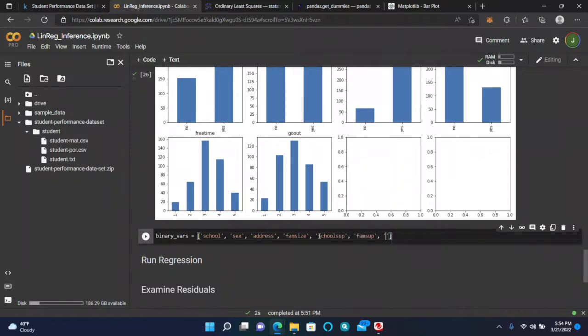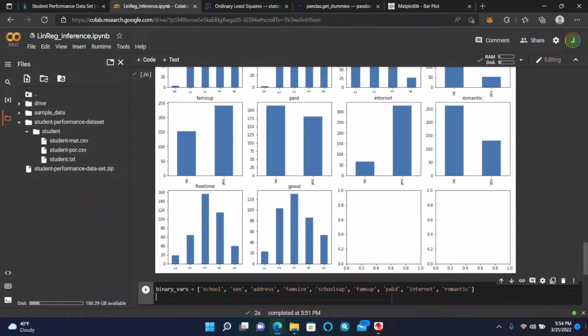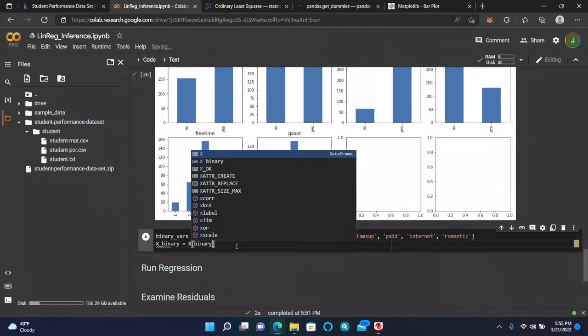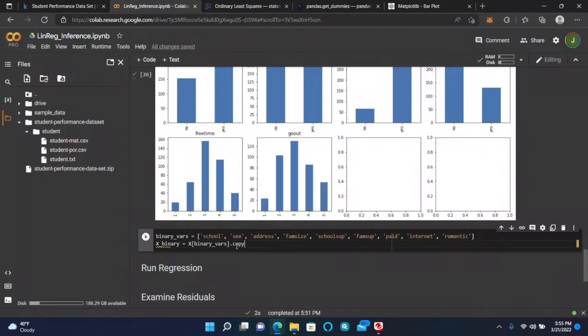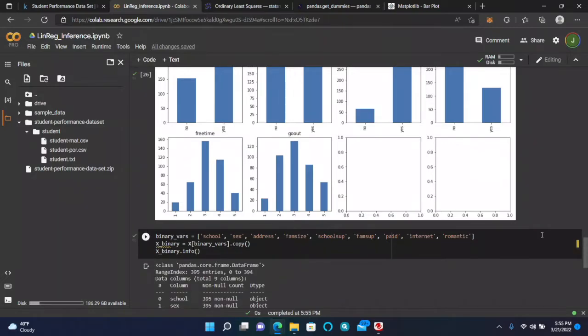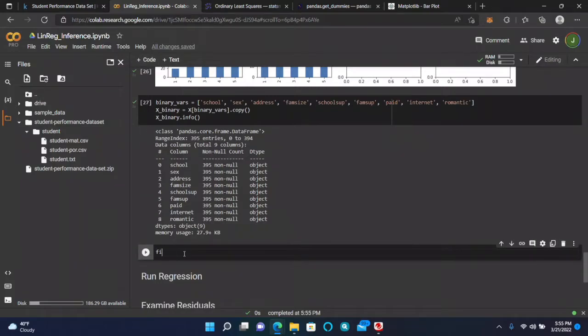Fam support. Paid support. What else we got? Fam support, paid support, internet at home, and romantic relationships. X binary is going to be X, just those variables. Go ahead and make sure that this is good. Alright, looks nice. Now we're going to write that same sort of thing again. How many of those do we have, by the way?